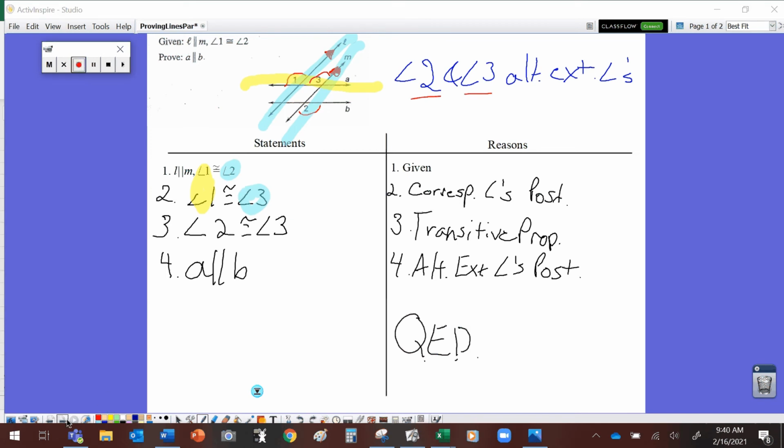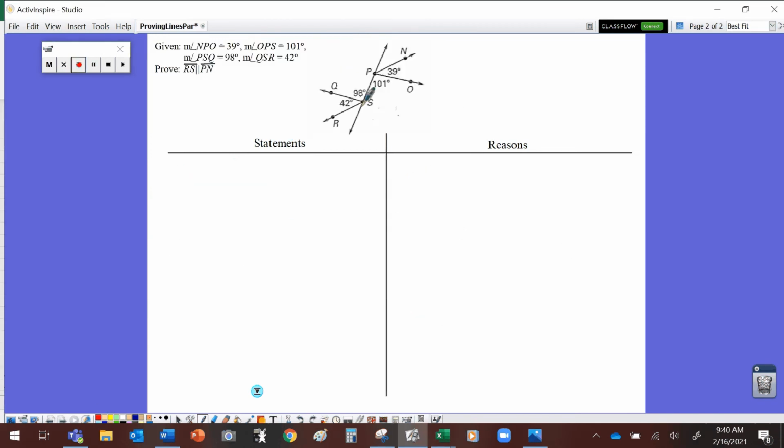Okay, let's take a look at another one. Now I have this diagram. And this diagram is a little bit more complex. There are some more lines floating around, and I'm given some information about the measures of these angles. They don't tell us that anything's congruent. They don't tell us that any of those angles are the same. But they want us to prove that line RS is parallel to line PN. That's what we want to make happen.